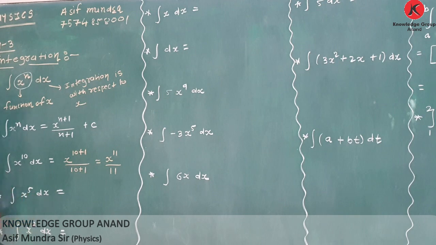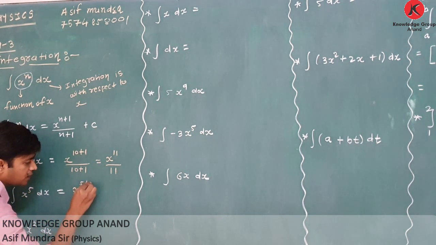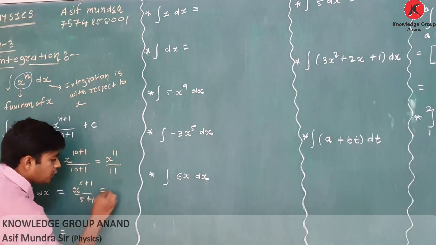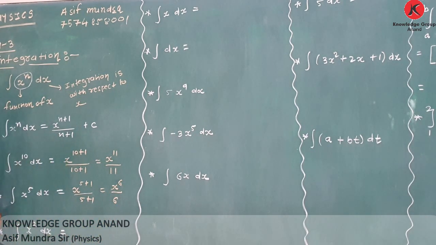Now we will take some more examples. Integration x raised to 5 dx. What is the power of x? 5. You have to add one to the power: x raised to 5 plus 1, and that power you write in the denominator, that is 5 plus 1. So it is x raised to 6 upon 6. Any doubt? Okay. Next one we will write directly. Integration x square dx. What is the power of x? 2. We add one to the power: 2 plus 1 is equal to 3, and divided by 3. Clear? It is very easy.